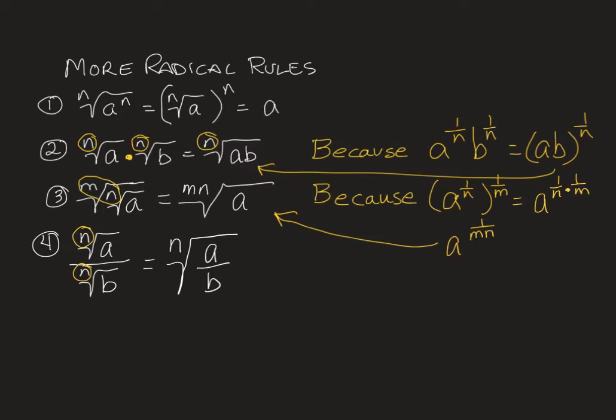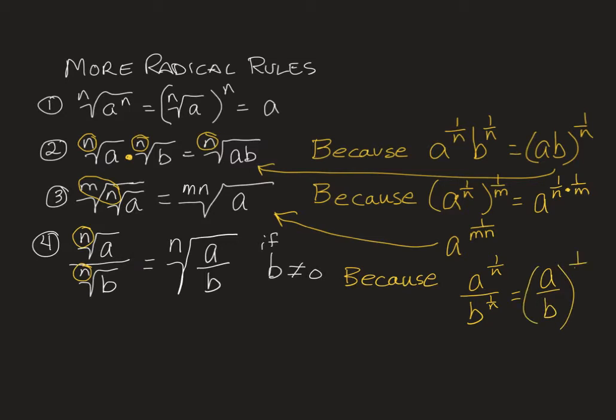All right? As long as b does not equal 0. So if b does not equal 0. Okay? Now, why is that? That is because if we look at our rules that we've used before, a to the 1 over n over b to the 1 over n is the same thing as a over b raised to the 1 over n. Okay? That's the justification. Here's the rule.